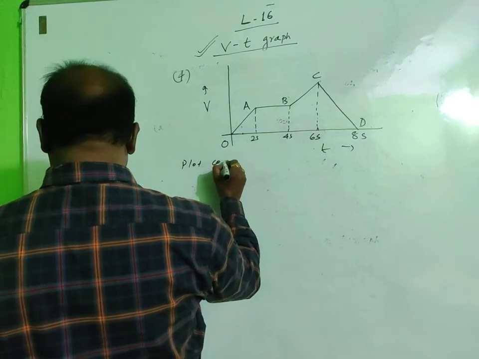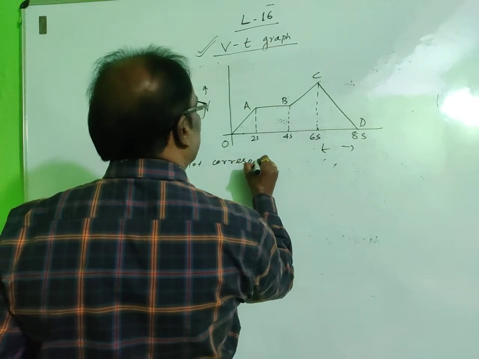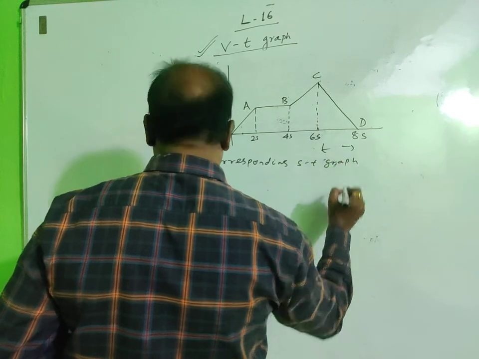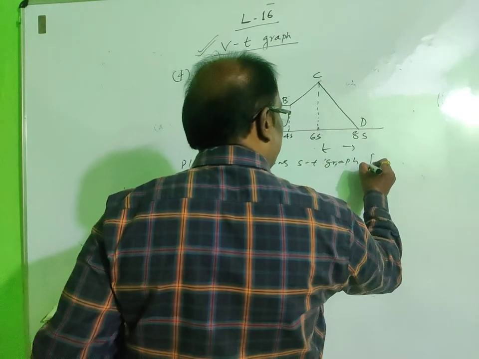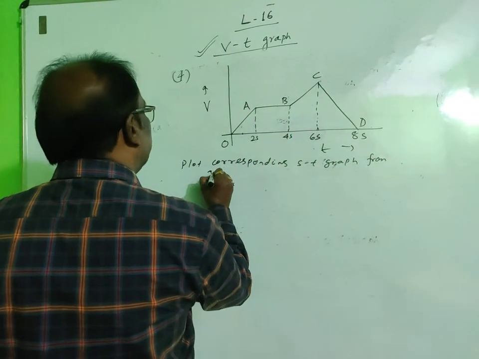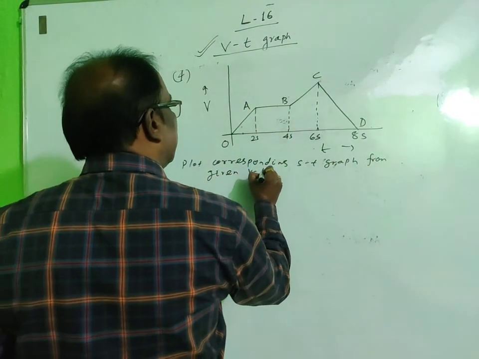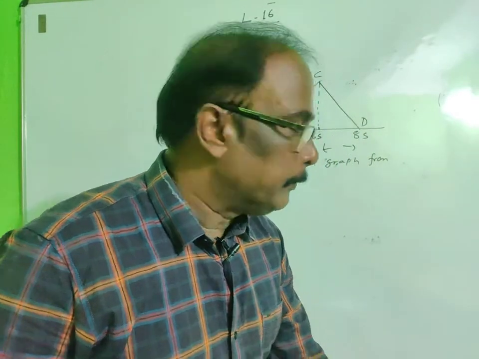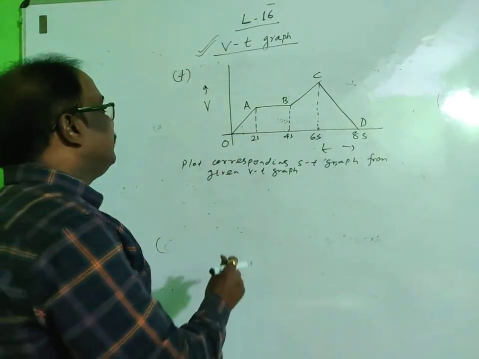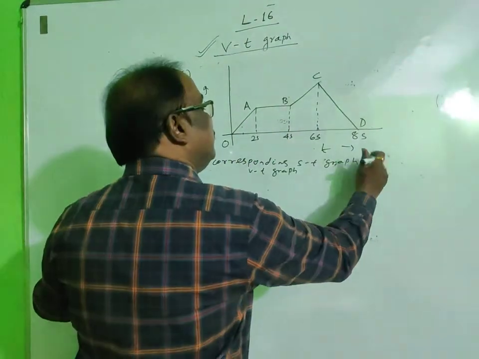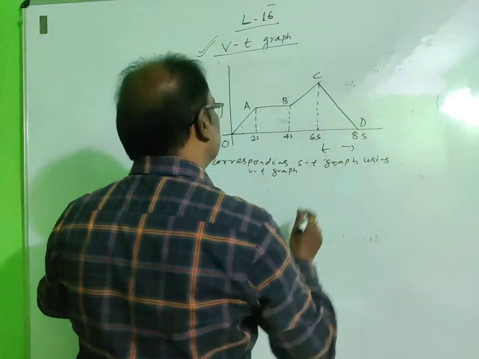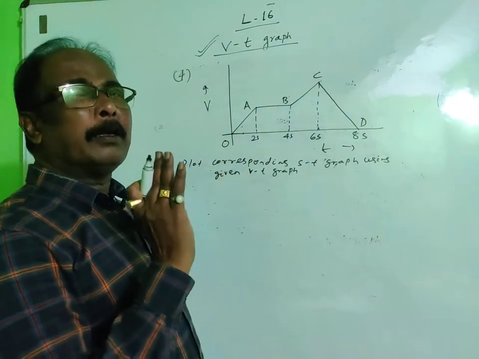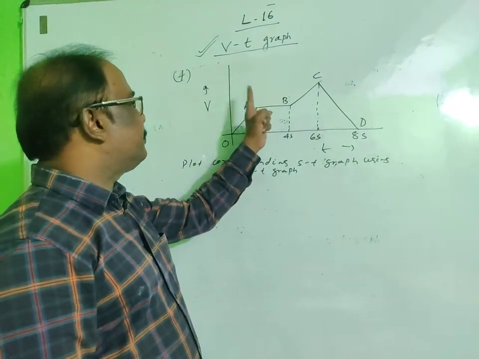Plot the corresponding ST graph from the given VT graph. Very easy. Plot the corresponding ST graph using the given VT graph. We have to plot the displacement-time graph using this VT graph.